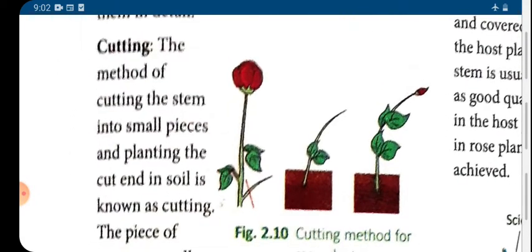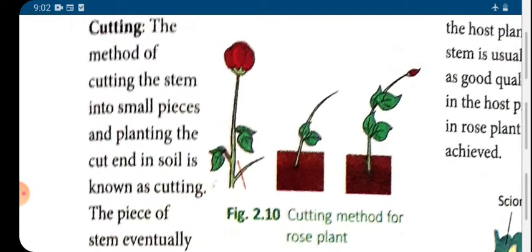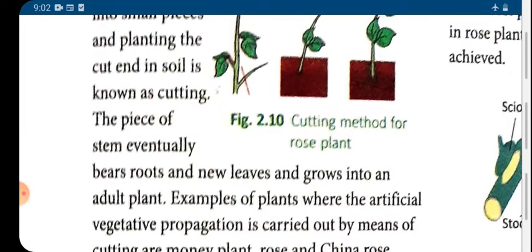First of all, cutting. The method of cutting the stem. In this process, we cut a stem into small pieces and plant the cut end in the soil properly. This is called cutting. What we do in this process is very simple. We just cut the stem and the cut part of the stem is planted in the soil. What happens? The piece of stem which is planted in the soil eventually bears roots.